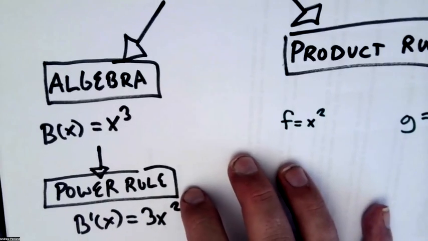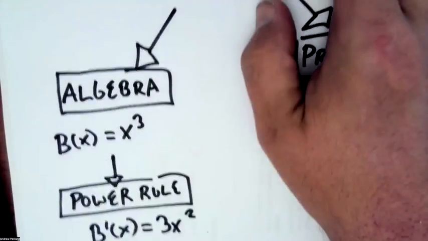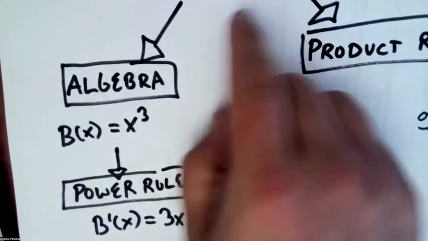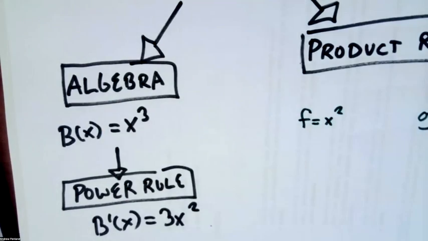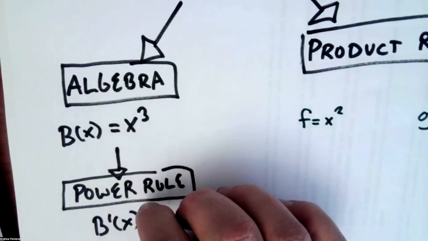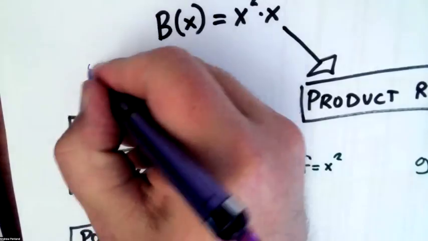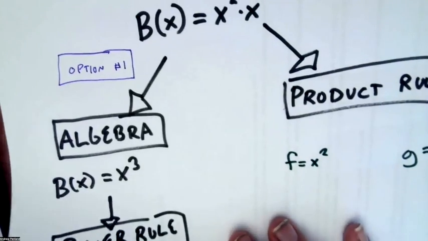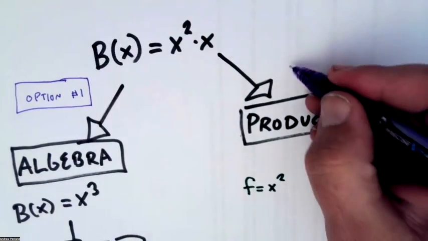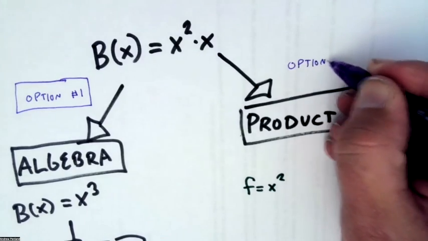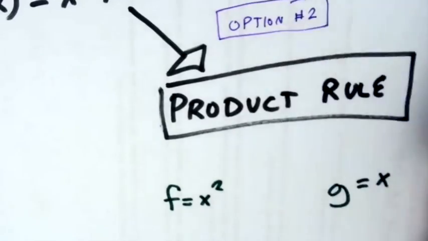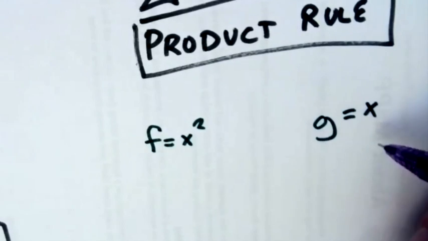So the first way is we're going to look at the algebra. We're going to say x squared times x is equivalent to x cubed. If I simplify it algebraically, then I'm just taking the derivative of x cubed. So the derivative by power rule is b prime of x equals 3x squared. That's our first option that we could do. The second option is, if we don't want to simplify it first, we could just do product rule directly. And so we could say this is f times g, and my f is going to be x squared and my g will be x.